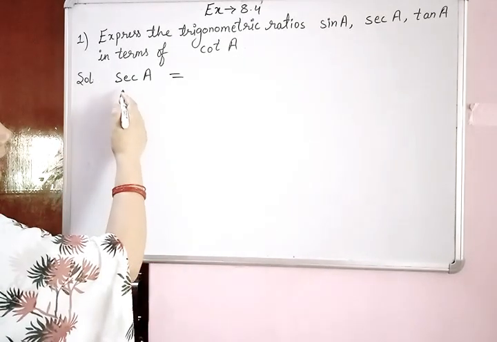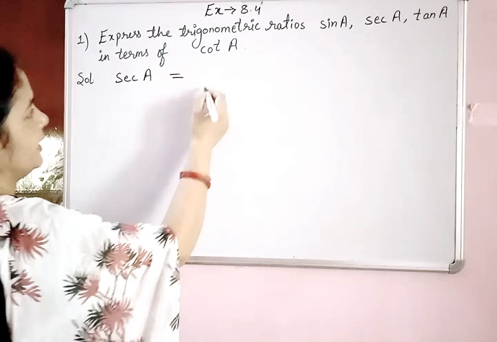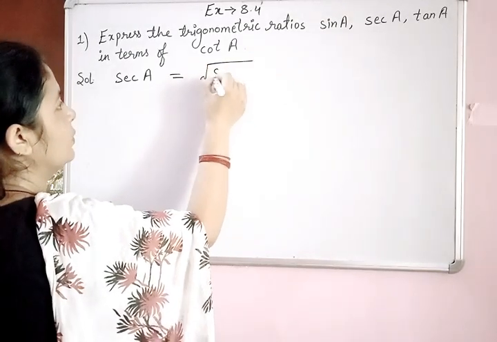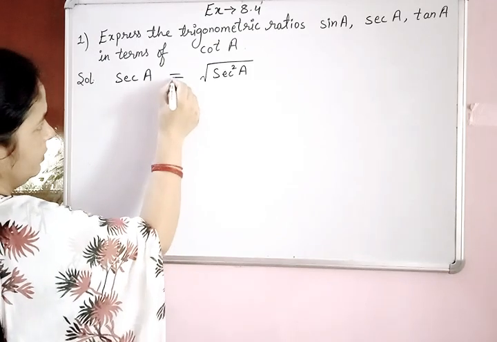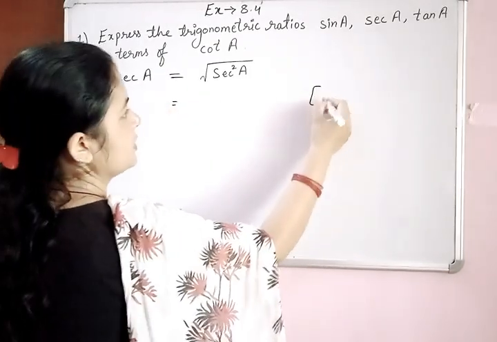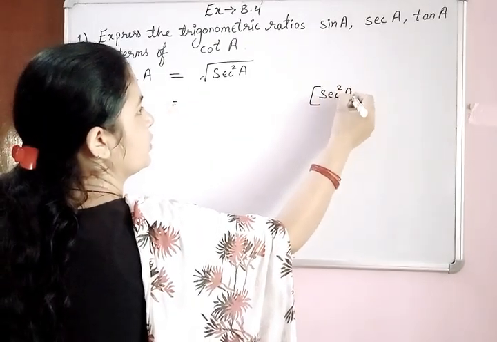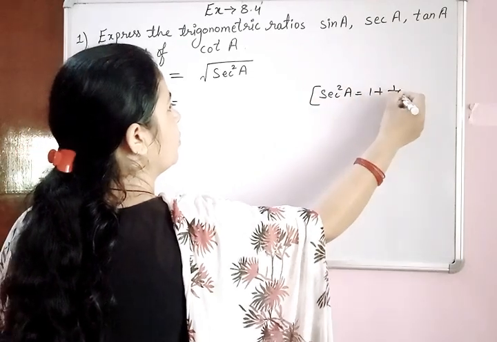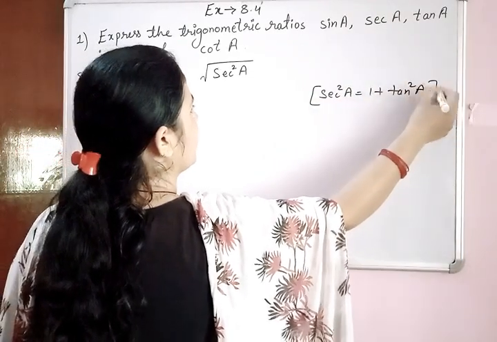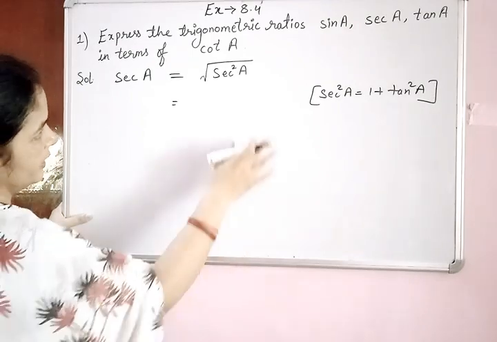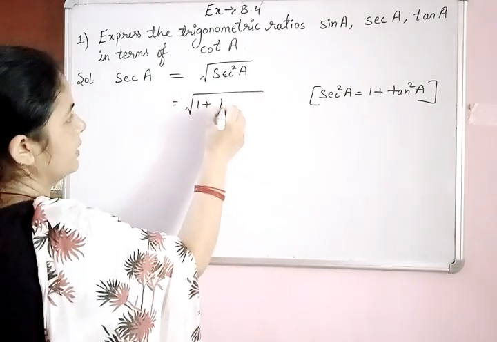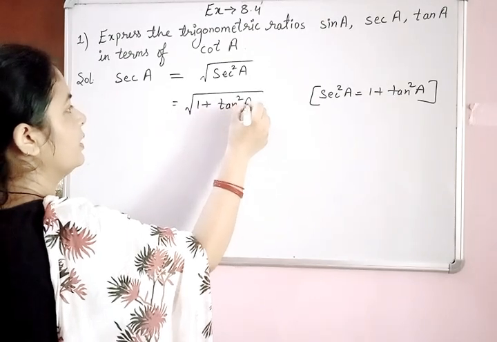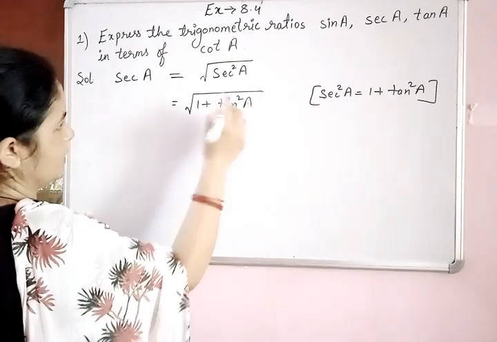So we have sec A. Now I can write sec A as under root sec square A. Now, using sec square A is equal to 1 plus tan square A, this is a trigonometric identity. So in place of sec square A, I can write 1 plus tan square A. So we have under root 1 plus tan square A.